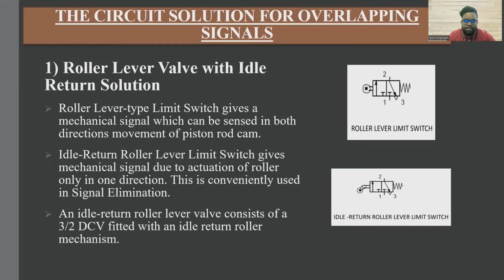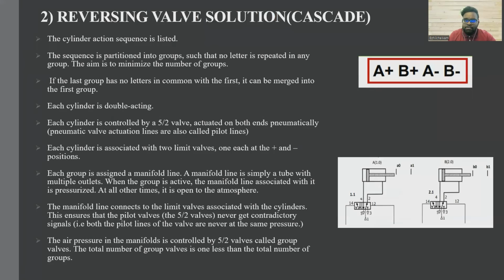This is conveniently used in signal elimination. An idle return roller lever valve consists of a 3/2 DCV fitted with an idle return roller mechanism. If you see on the right, you can see the diagram for the roller lever limit switch and the idle return roller lever limit switch. Moving on to the second solution, which is the reversing valve solution, also known as cascade.